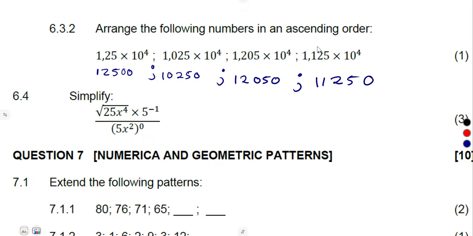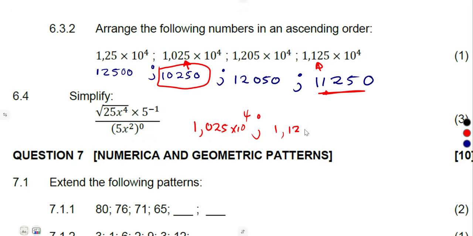So in ascending order, we are starting with the smallest one. Which one is the smallest between these? That's 10,250, which represents this 1.025 times 10 to the exponent of 4, followed by what? It is followed by 11,250, which is represented by 1.125 times 10 to the exponent of 4, followed by what?